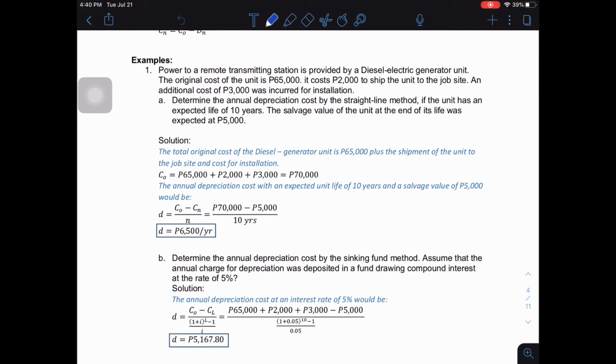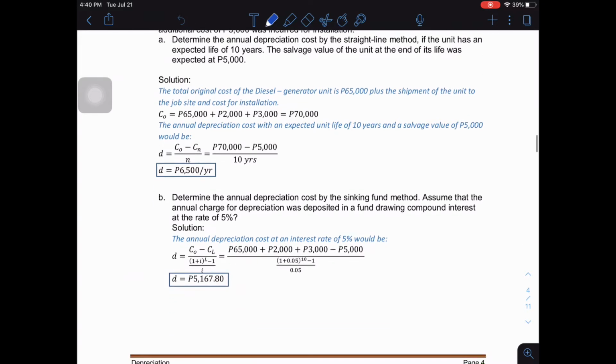For the sinking fund, a power to a remote transmitting station is provided by this electric generator unit. The original cost of the unit is 65,000 pesos. It costs 2,000 pesos to ship the unit to the job site. An additional cost of 3,000 pesos was incurred for installation. Letter A, determine the annual depreciation cost by the straight line method if the unit has an expected life of 10 years. The salvage value of the unit at the end of its life was expected to be 5,000 pesos. So the original cost would be equivalent to 70,000 pesos, and the depreciation is 6,500 per year.